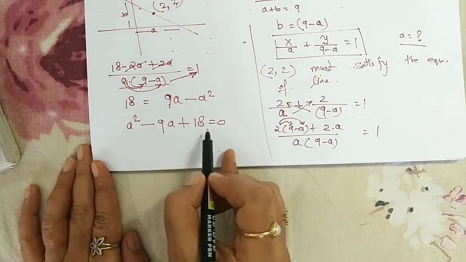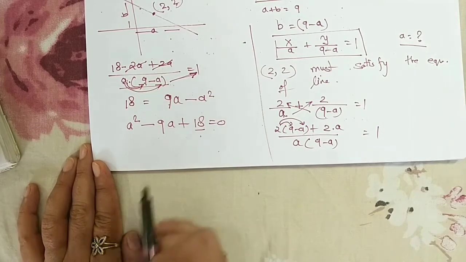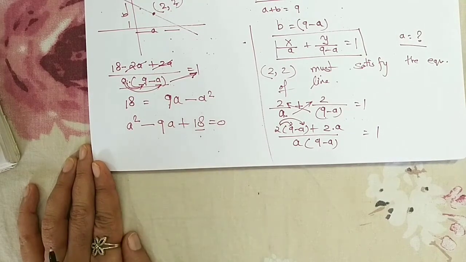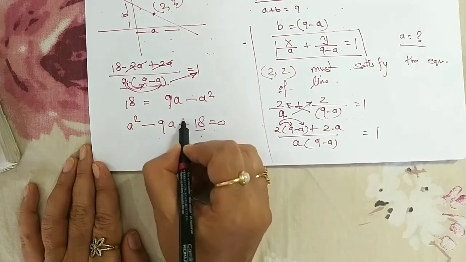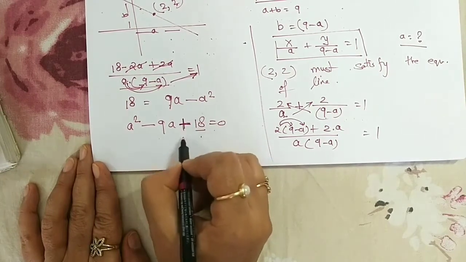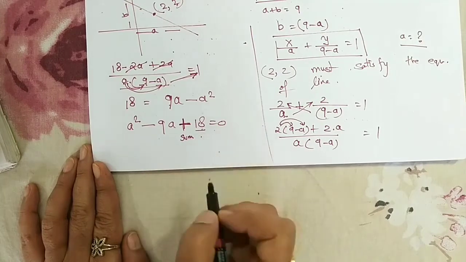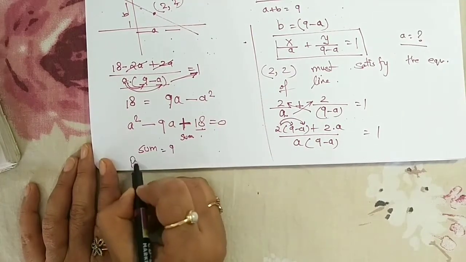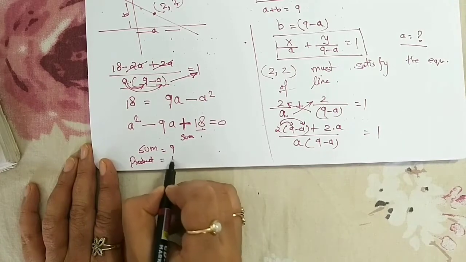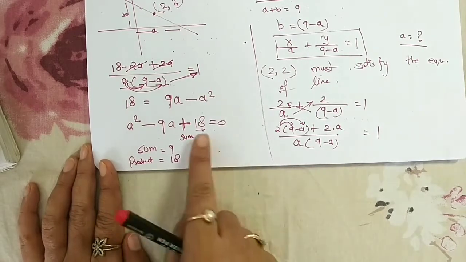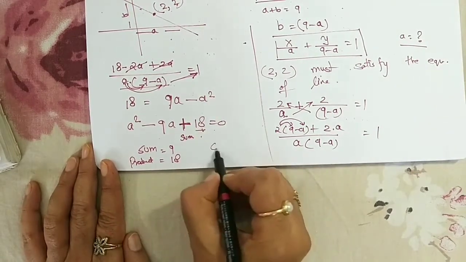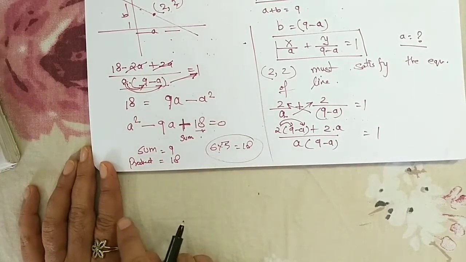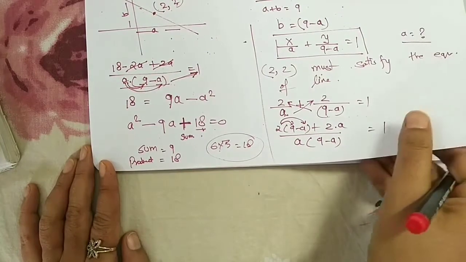Now I have to factorize 18 in order to get 9 as a sum. Okay, understood? So this sign is important. If this sign is a sum, then sum should be 9 and product should be 18. That's how we do it. So I think I can take 6 into 3 is 18. So I'm going ahead and using 6 and 3.